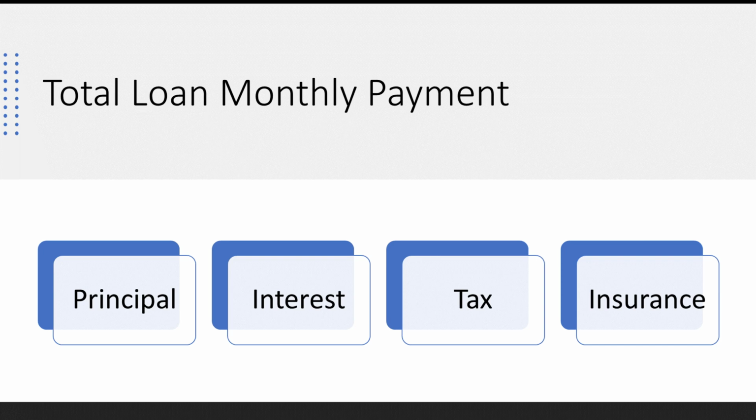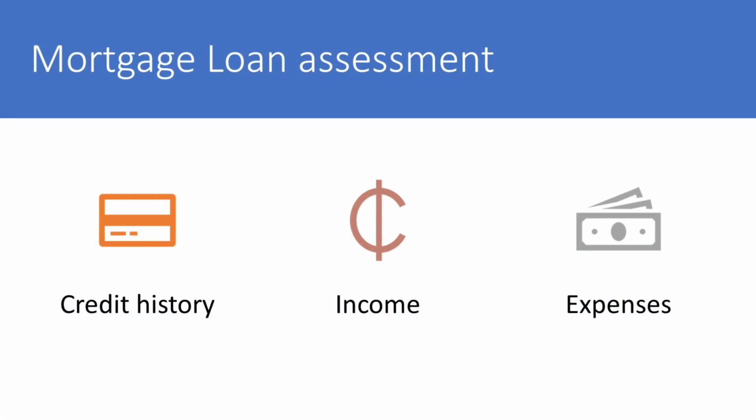Now, assume you know how much you want to borrow. You have done your calculations of total monthly payments, taking into consideration the tax and insurance. You need to do the following before you submit your application. Number one, you need to make sure you have a good credit history. The bank will always check your credit history. Number two, you need to know your income and expenses, because your income and expenses will determine your repayment capacity. And the rules we are going to discuss will be based on both income and expenses.